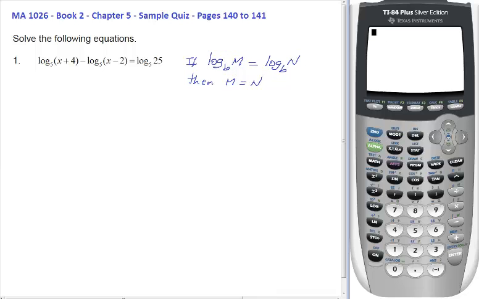In the equation we have, what do you notice? On the left-hand side of the equation, we have two logs. This is not a single log, so we can't drop the logs yet at this stage. We're going to see if we can make the left-hand side a single log. The right-hand side is already a single log.